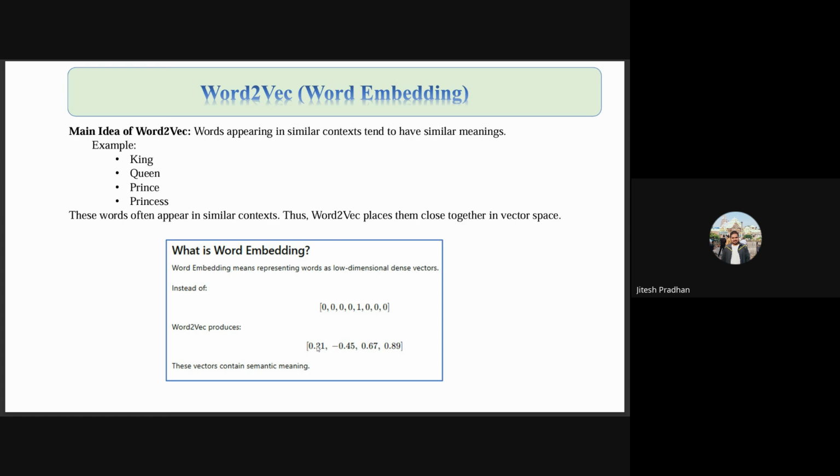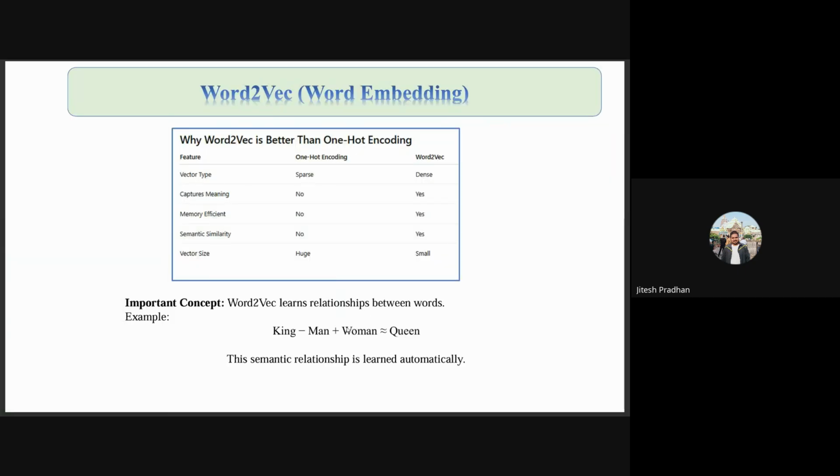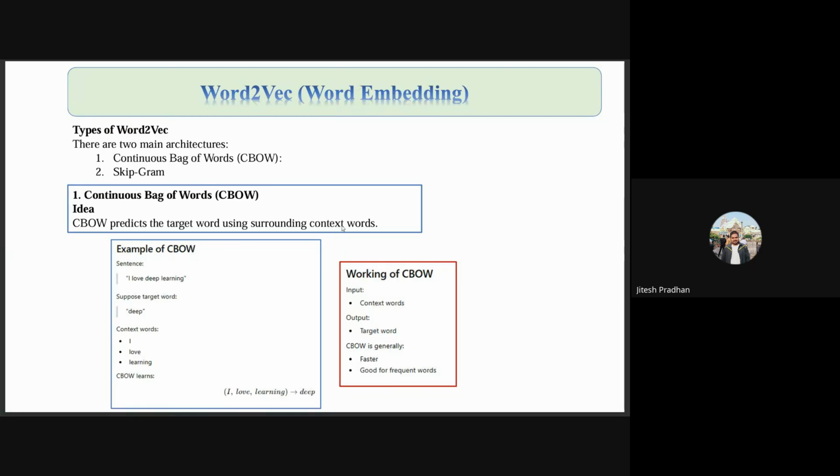For example, in this case, let's say these are some values. Let us assume that this is the value of king, this is the value of queen, and this is the value of man. If we perform this operation, king minus man plus woman, meaning the value of king, value of man, value of woman, then in general it will generate the queen. So it captures semantic or contextual information. That's why Word2Vec is very useful.